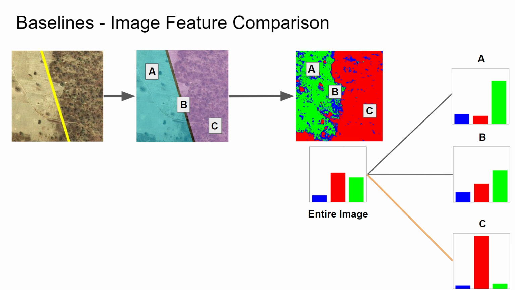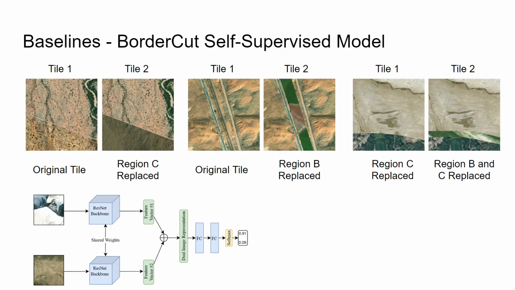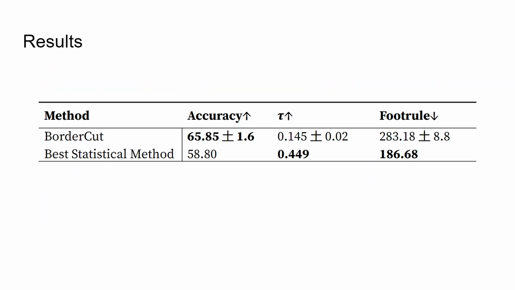As input features, we tried out RGB pixels and CNN features from a few different layers of a pre-trained ResNext model. Our self-supervised Siamese network, which we call border cut, takes two tiles and predicts which is more legible. To train it, we use an augmentation scheme inspired by CutMix. We create artificially legible tiles by swapping in content from a random other tile into one or two of the image regions. In our results, border cut agreed with human annotators more than any other method.